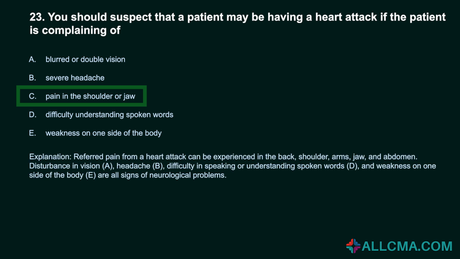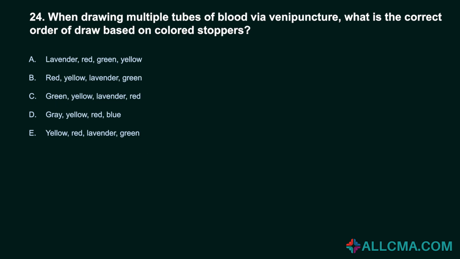Referred pain from a heart attack can be experienced in the back, shoulder, arms, jaw, and abdomen. Disturbance in vision, A, headache, B, difficulty in speaking or understanding spoken words, D, and weakness on one side of the body, E, are all signs of neurological problems.